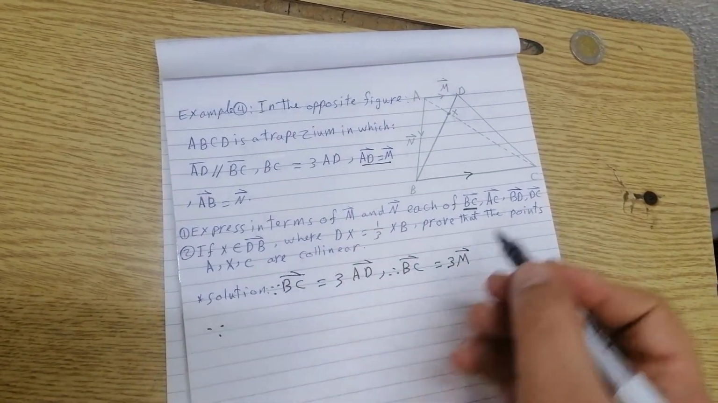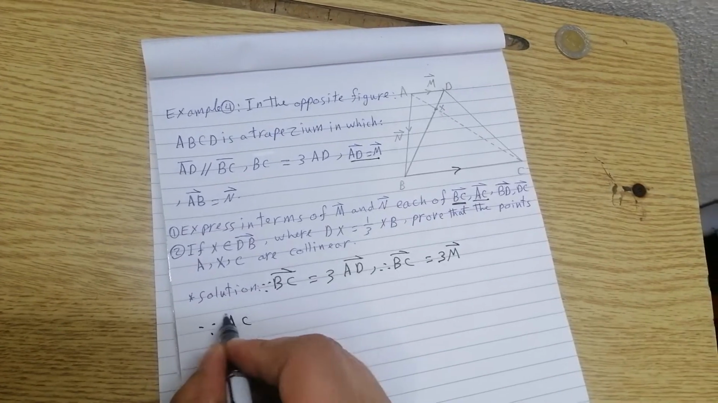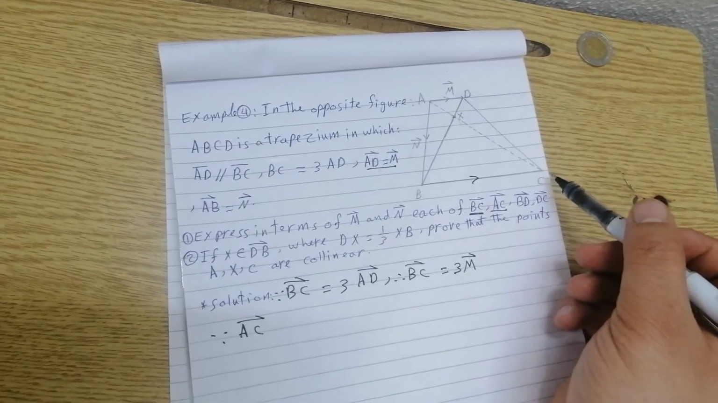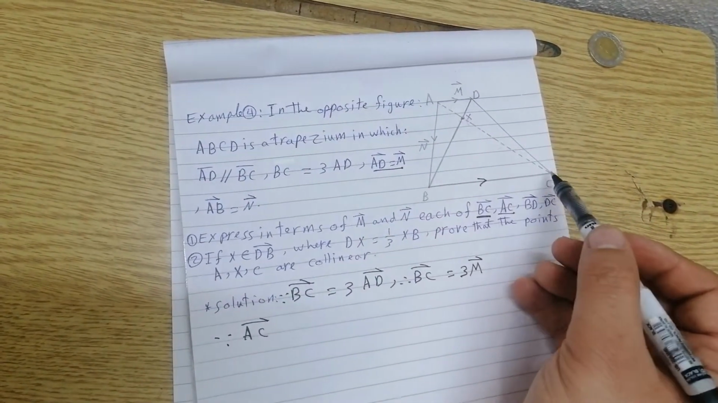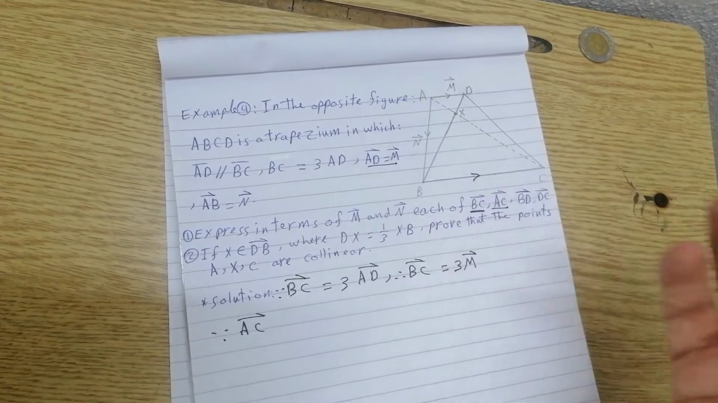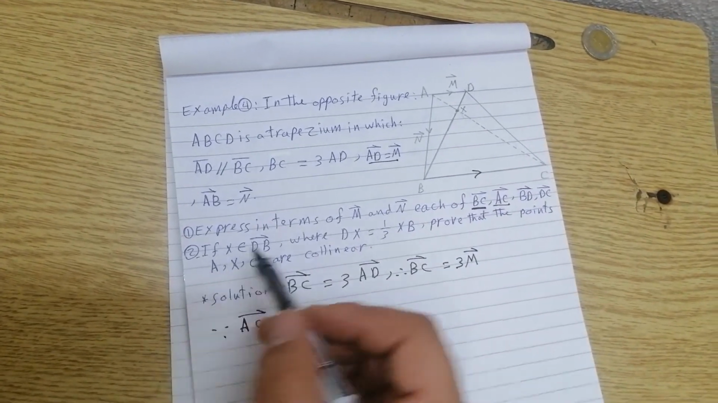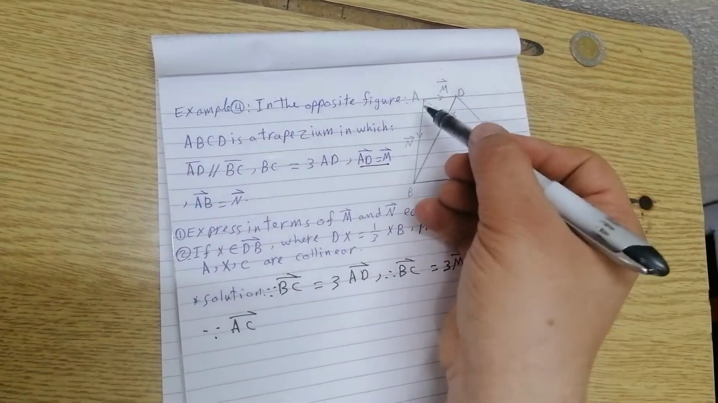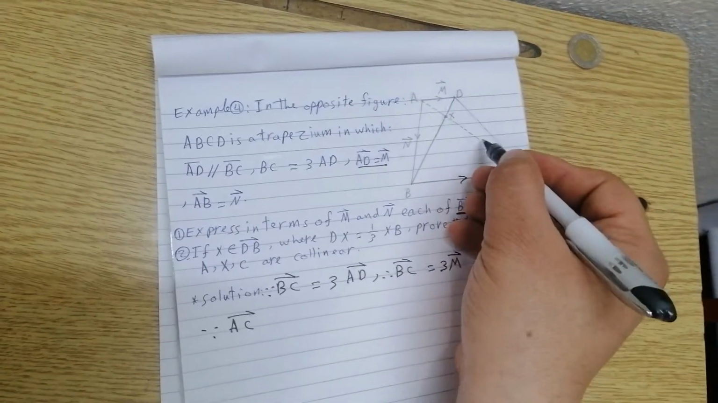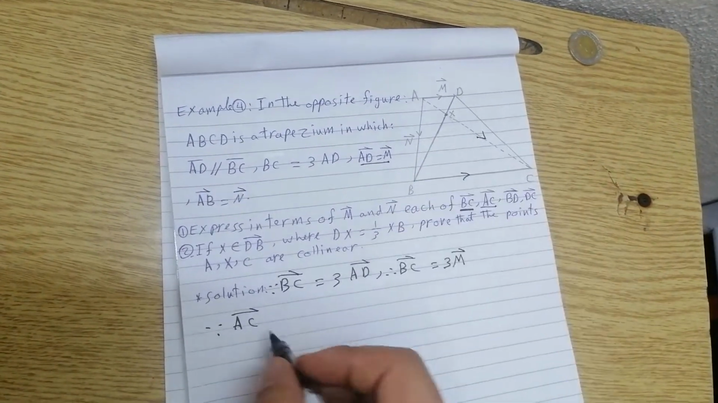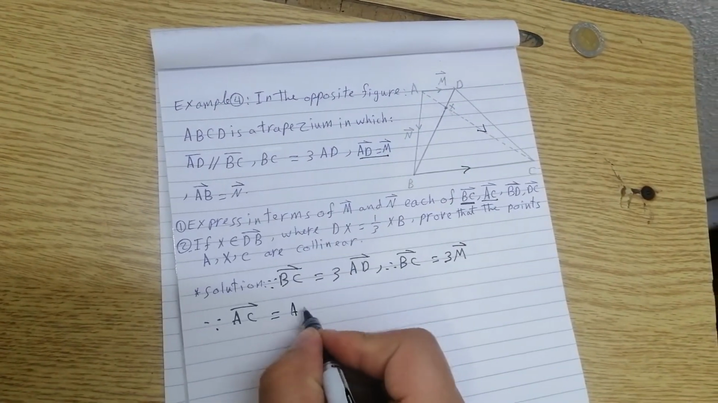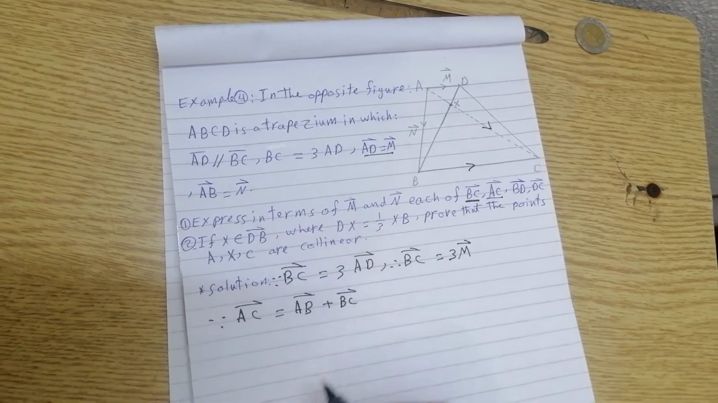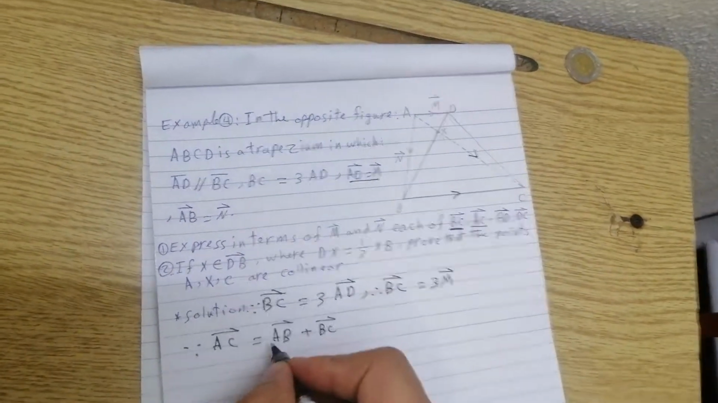Also, he asked about AC. Let's see AC. AC vector, that line shouldn't be drawn like that, but it is a construction to complete the other requirement, but we will consider AC vector. AC vector equals AB vector plus BC vector. If we have this direction, so AC vector equals AB vector plus BC vector by the triangle rule.